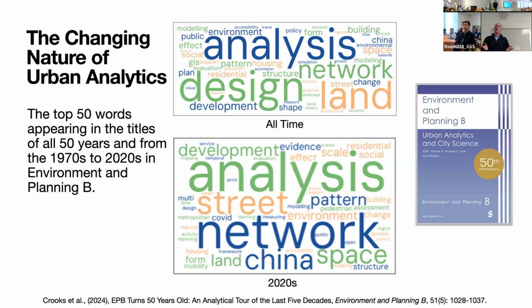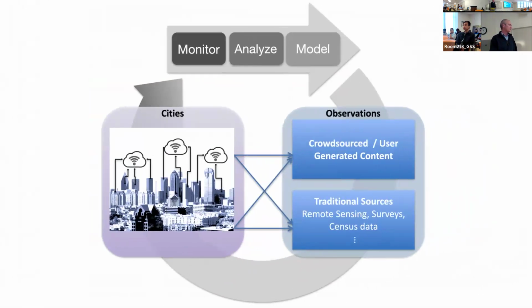It's also fascinating to look at authorship over time. There were very few authors from China back in the 70s and 80s. Now they make the bulk of many of the papers in our journal. But the idea is analytics is pervasive, but the topics change. And my research has also changed over time as well.